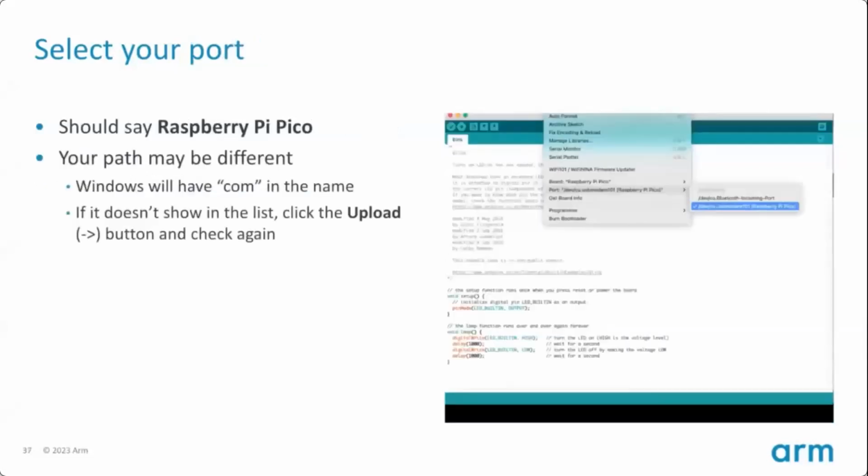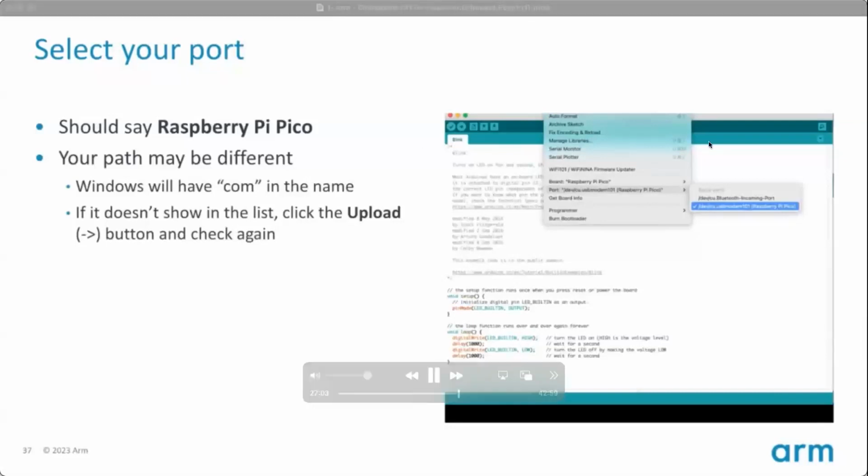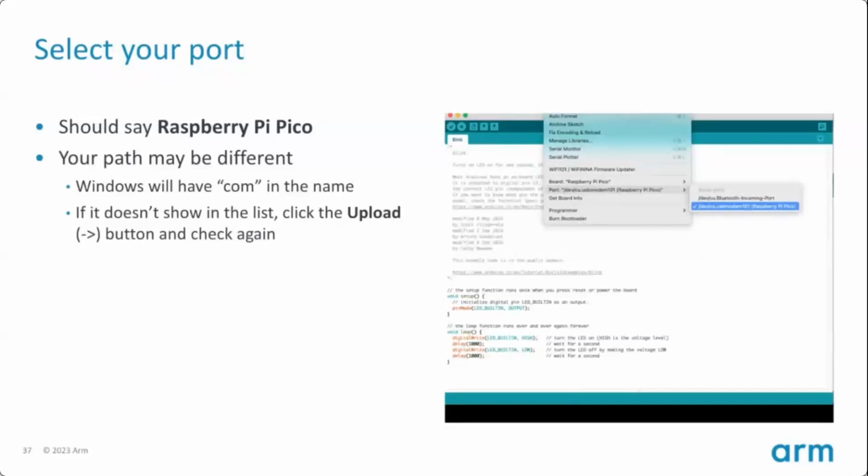The next thing you're going to need to do is tell it which port on your computer you're connecting your Raspberry Pi to. If you're on a Mac, it's going to be something like /dev/cu dot something or other. It should say Raspberry Pi Pico there in parentheses. If you're on Windows, this path is going to be something like COM3, COM4, something like that.